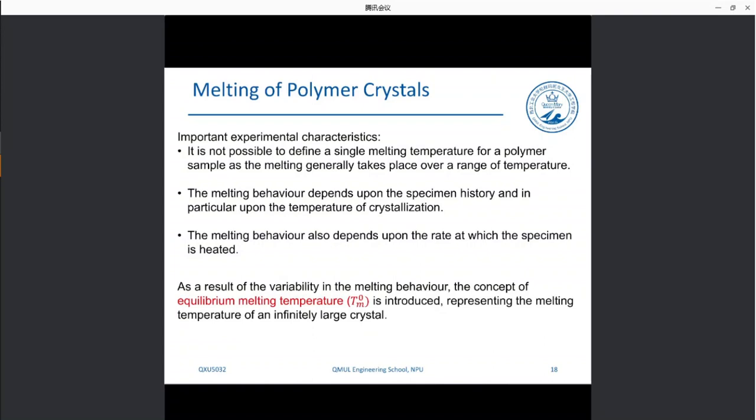And before summing up for melting, again, I should point out that it is not possible to define a single melting temperature. As we said for the glass transition as well, the glass transition can look like that, okay? And this region here is approximately the glass transition region. The same applies for the melting point.